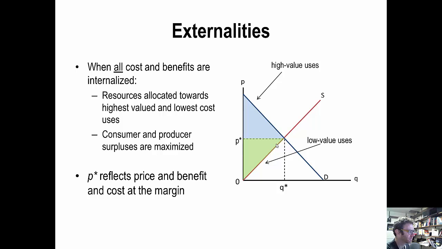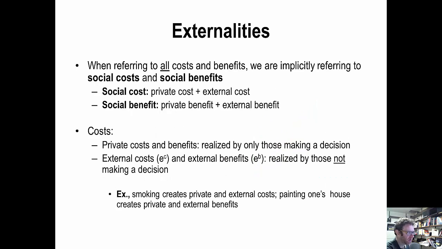which is really what we've been seeing up to this point. Okay, when we're talking about all the costs or all the benefits, we're really talking about social costs and social benefits. Okay, and we can really easily break down social costs and social benefits into both a private and an external component. Now, private benefits and private costs are those benefits and costs that are realized by the private decision maker, the person who's actually making the decision to consume something or produce something.